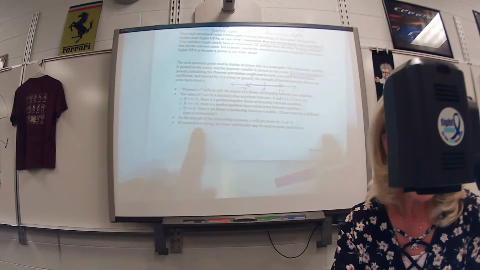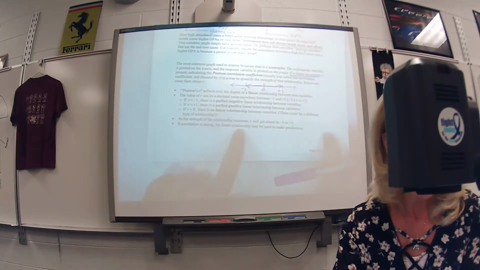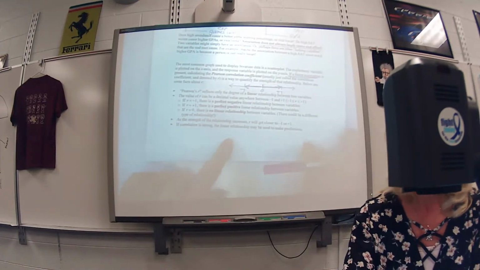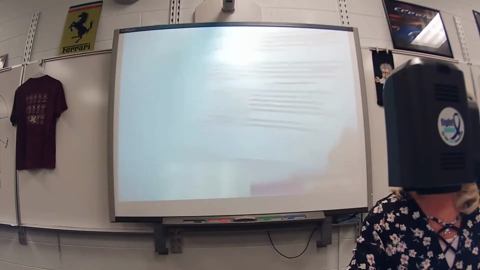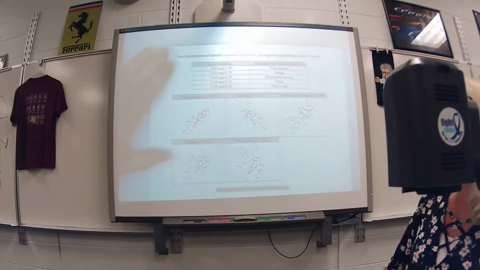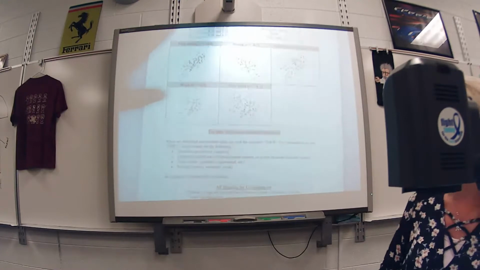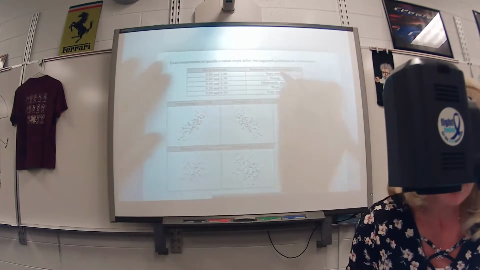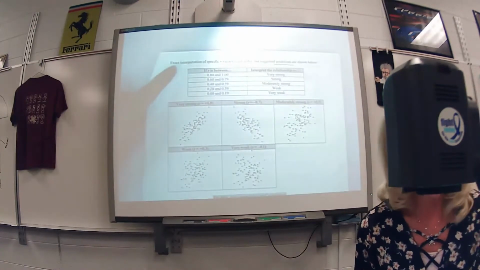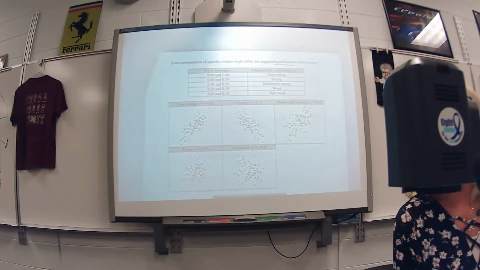If correlation is strong, the linear relationship may be used to make predictions, okay? So that's something we'll talk about when we start doing the regression line. So I gave you some examples here. Here's some diagrams, and I put here, these are guidelines. Exact interpretation of specific R values might differ.